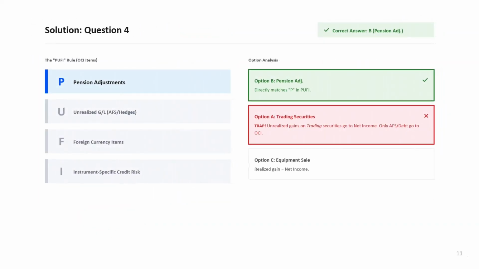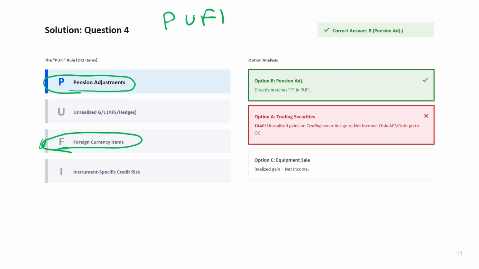Okay, here on this screen, I think there's an error because I don't think pension adjustment was one of the choices, but we know that foreign currency items are among the choices. So if your answer is the foreign currency items, you were correct. Now let's go over the mnemonic, what they are.